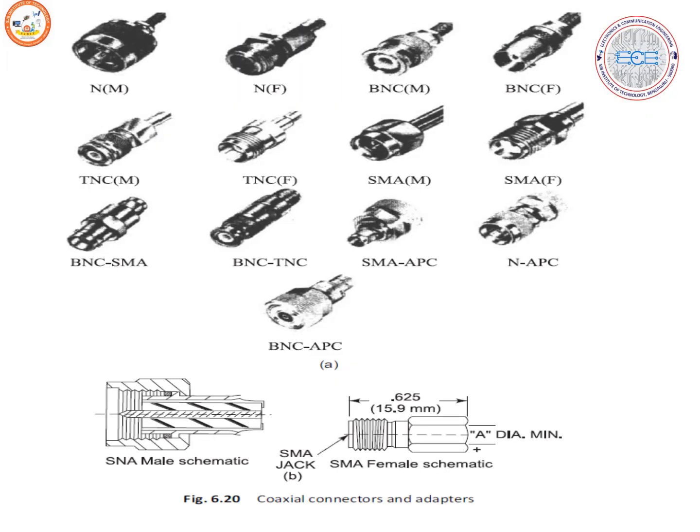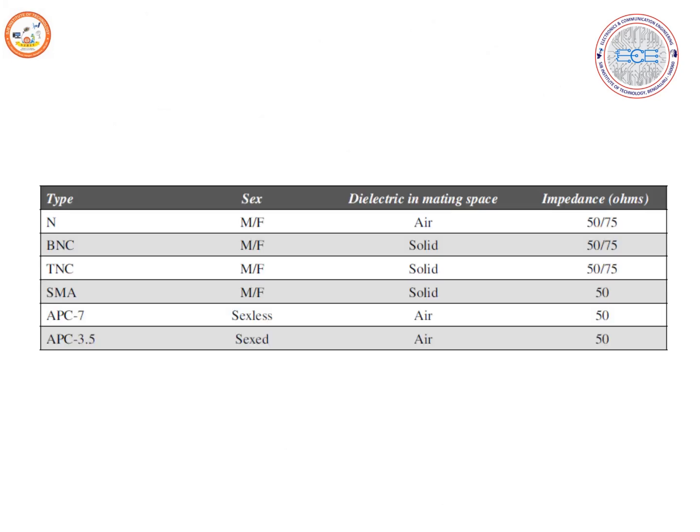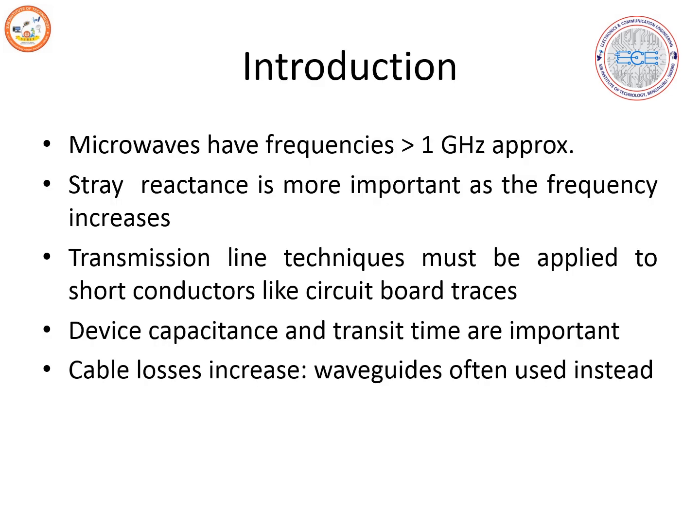This is a diagram depicting different types of connectors: N type, male and female, BNC type, male and female, TNC type, threaded Navy, and SMA connectors, male and female, even BNC type, TNC type, SMA, APC, and N type of APC. You can observe from this how the different types of connectors look, along with their dielectric material and impedance.